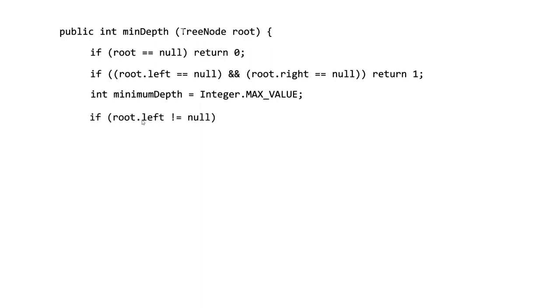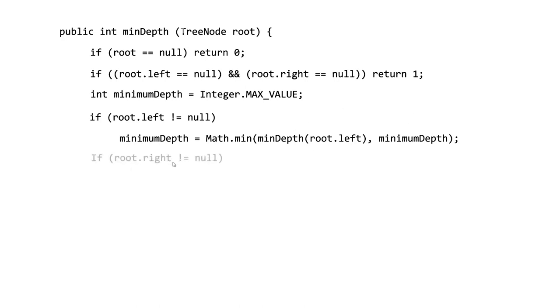Alright, if the root dot left is not equal to null, then we're going to assign the minimum depth equal to math min, which basically takes the min of 2 numbers. So then we're going to call min depth again. You guessed it, a recursion. And we're going to pass in the root left. And then the minimum depth, which for the first pass will be the max value. So basically, it'll determine which of these two is smaller.